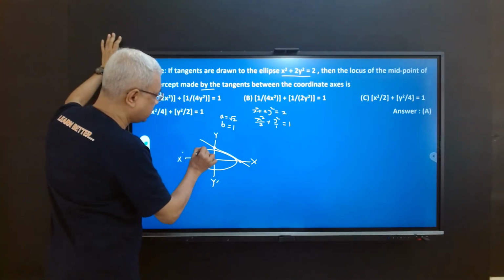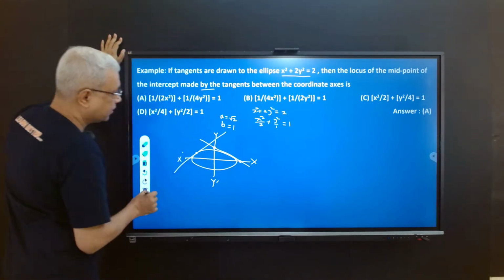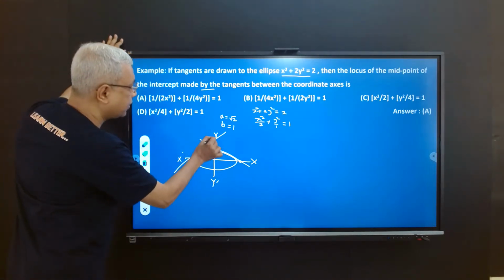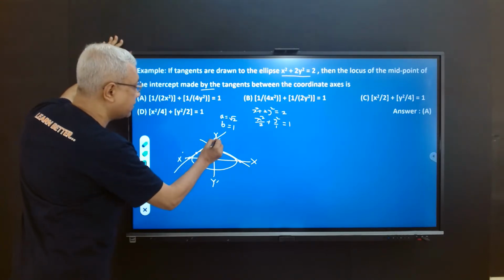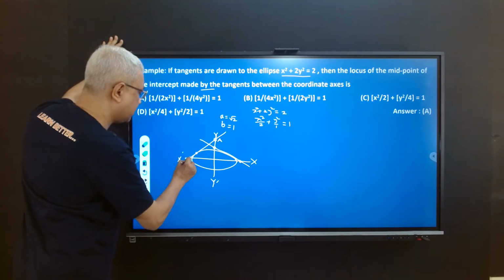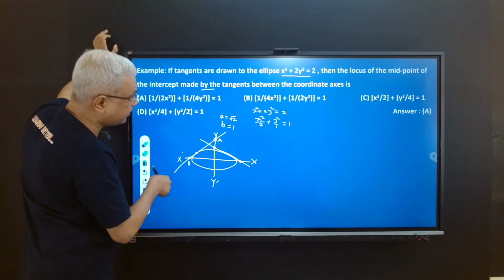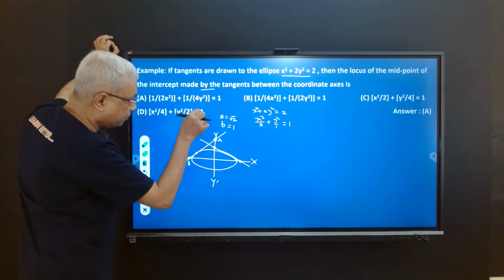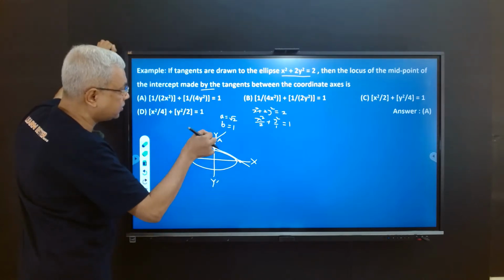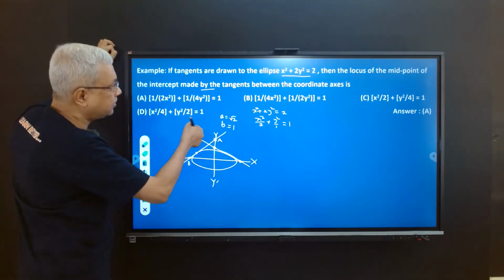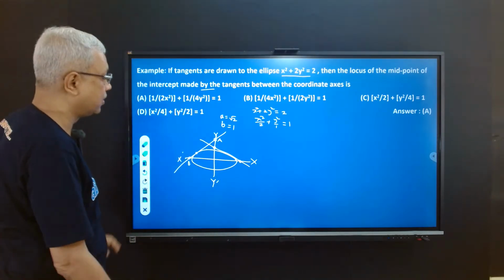So another tangent may be here at this point. So the intercept between the coordinate axes is this length AB. And what is the midpoint of AB? So you keep on drawing all tangents of the ellipse and pick up the midpoints. And if you connect all these midpoints, then it will take a shape. And what is the equation of that shape? What is the equation of that locus? That you have to find out.